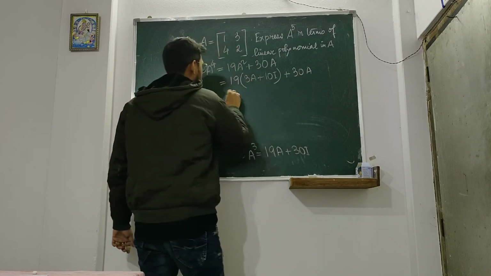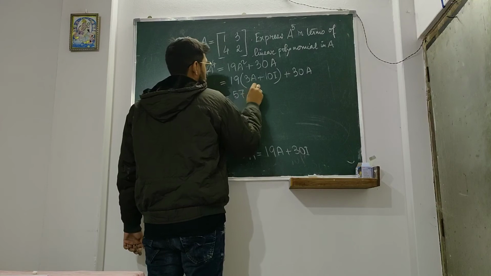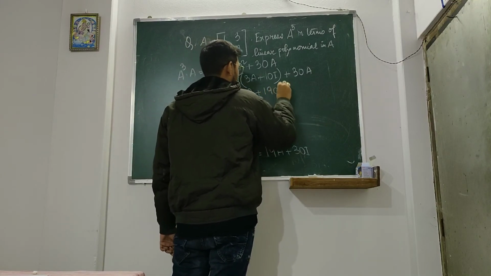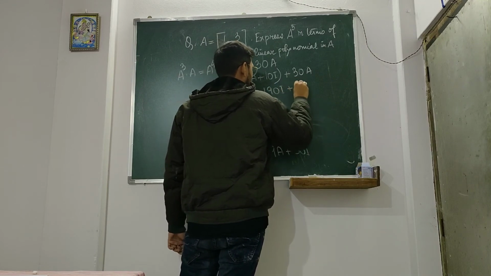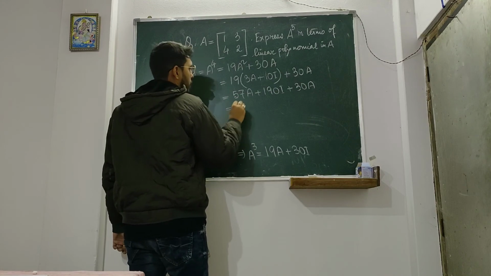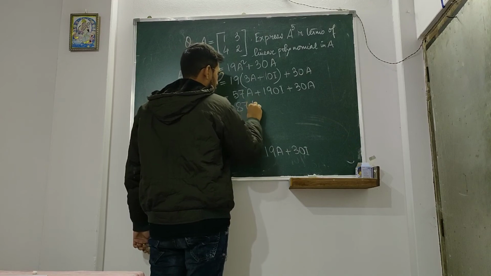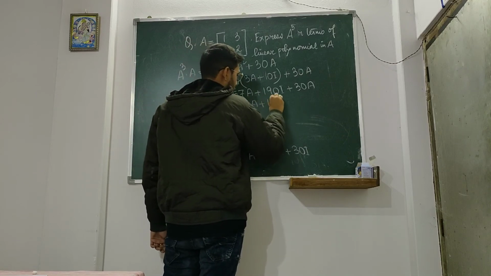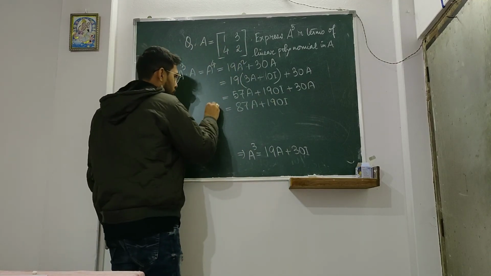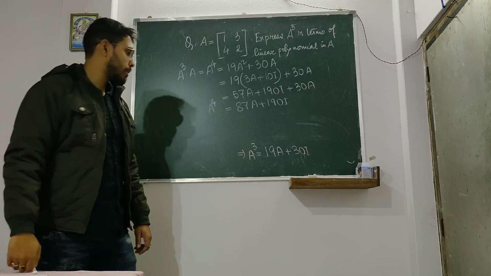30a. So 19 into 3 will be 57a plus 190I plus 30a, and we have 57a and 30a, 87a plus 190I. So that is the value of a4.